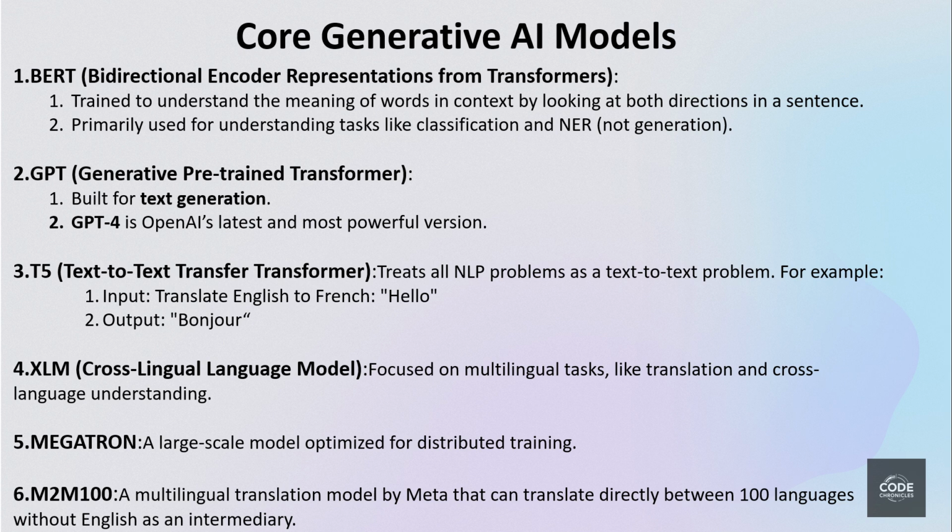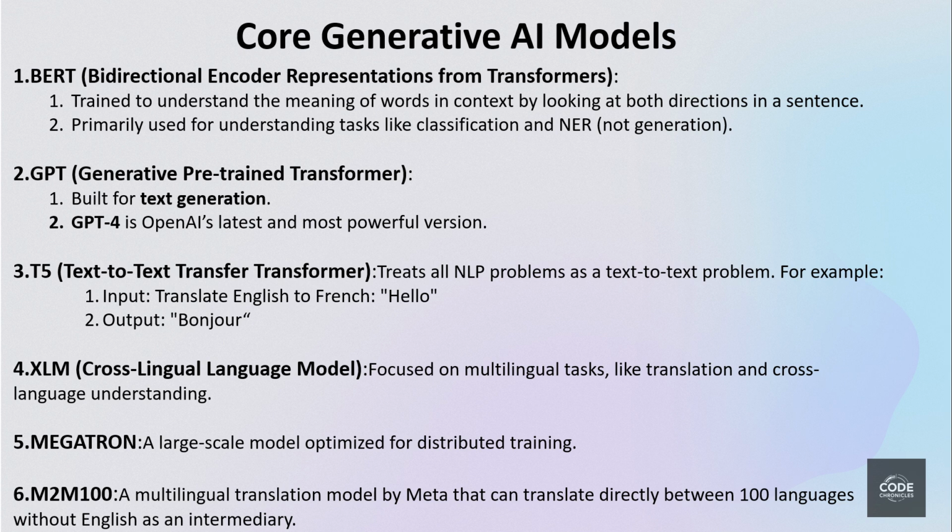It is built to handle translation and cross-language understanding seamlessly across multiple languages. We also have Megatron, a massive model known for its efficiency and distributed training. It is designed to handle enormous datasets and complex learning tasks.